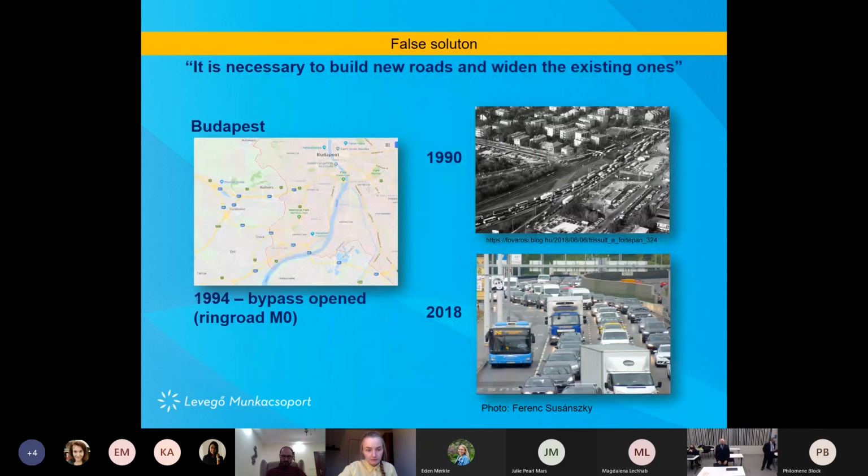So another false solution, which we often hear, is that it is necessary to build new roads and widen existing ones, then we can solve the transport problems. I will tell you a few examples. One was about the ring road M0, which our organization fought to be built because trucks were passing through the central part of Budapest.